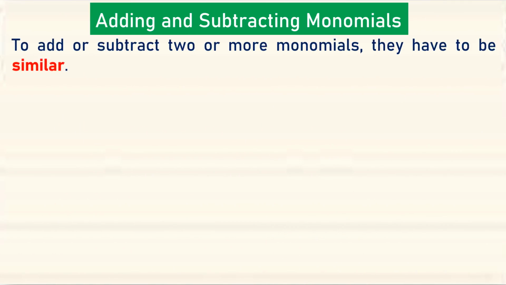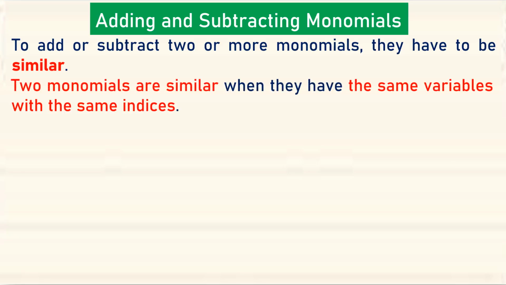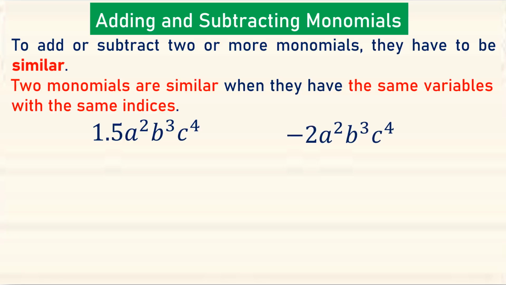Adding and subtracting monomials. To add or subtract two or more monomials, they have to be similar. Two monomials are similar when they have the same variables with the same indices. Supposing we have 1.5a to the second, b to the third, c to the fourth, and negative 2a to the second, b to the third, c to the fourth.